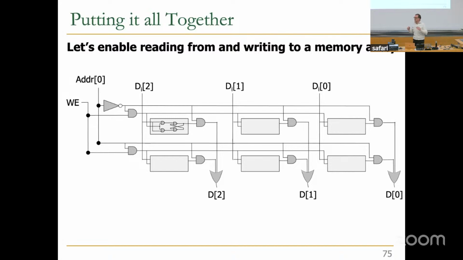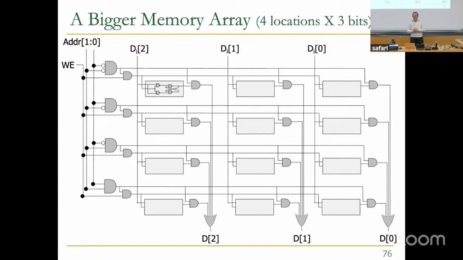Make sense? Okay, now you want to make it bigger? Here's a bigger one. Not that much bigger, but we multiplied it by 2. Now we have 4 locations with 3 bits. If you want to make it 4 locations, 8 bits, add 5 more of these to this side. I don't think we have enough space over here right now. But let's take a look at it.